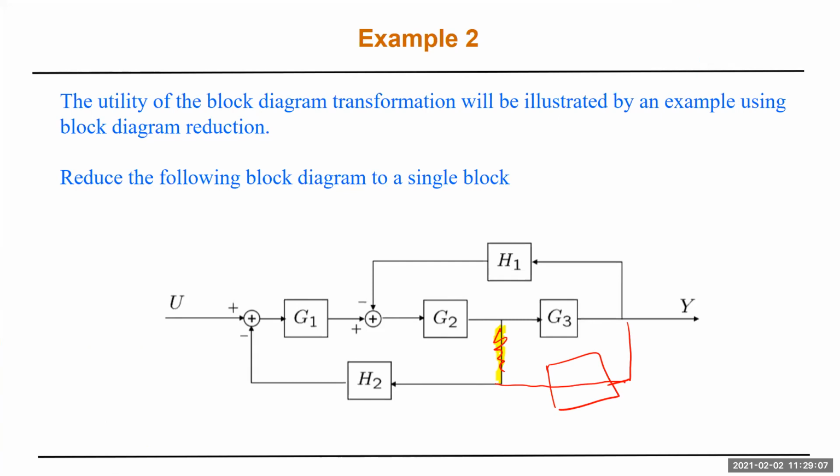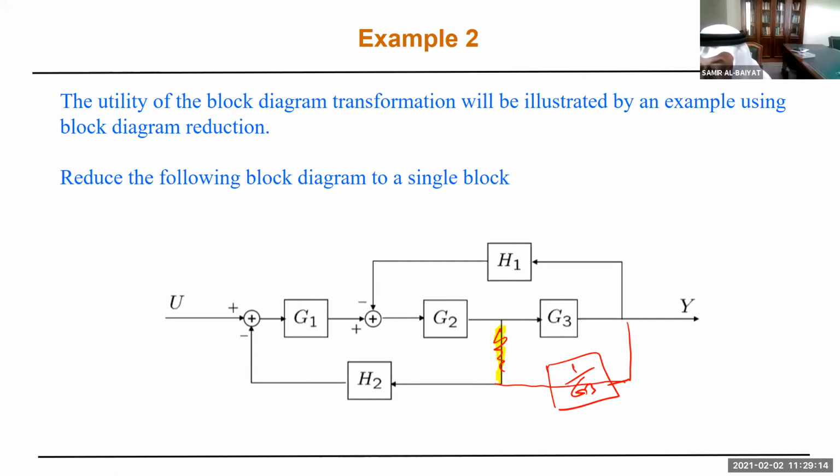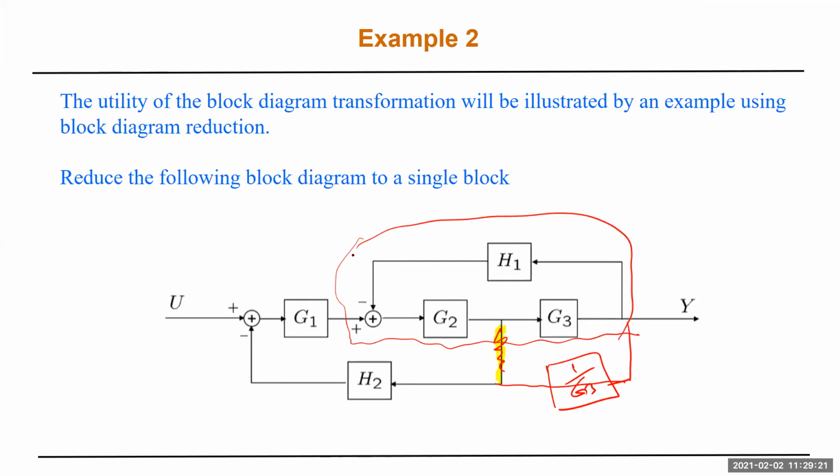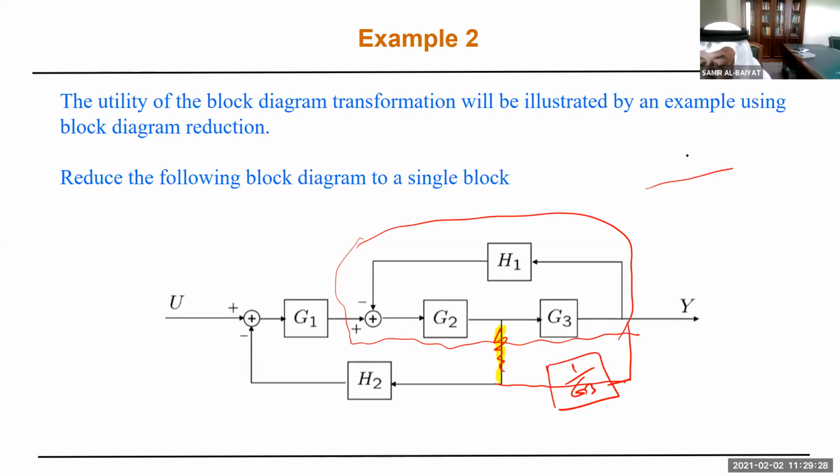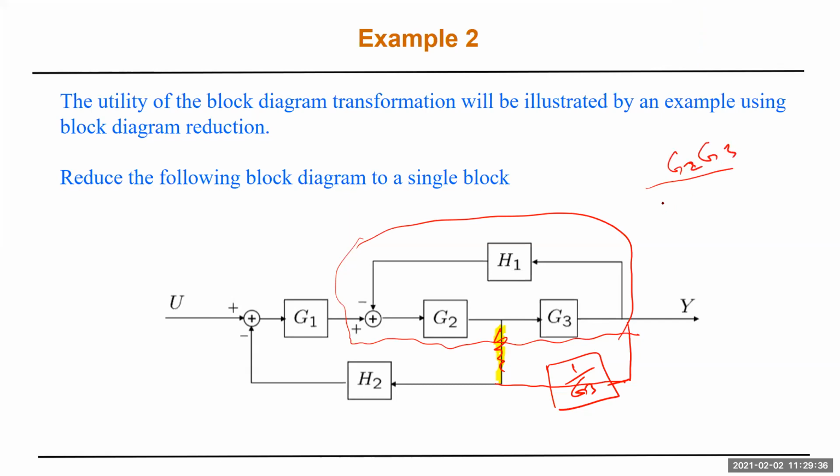Now it's 1 over G3. Now look, what will this one look like? It's a negative feedback loop. What is the gain of that feedback loop? G1 multiplied by G3, G2 multiplied by G3, over 1 plus G2 G3 H1.